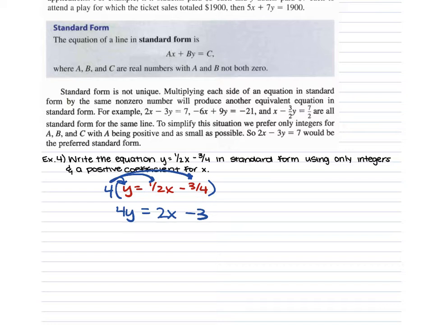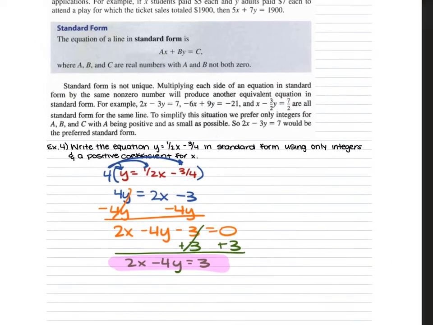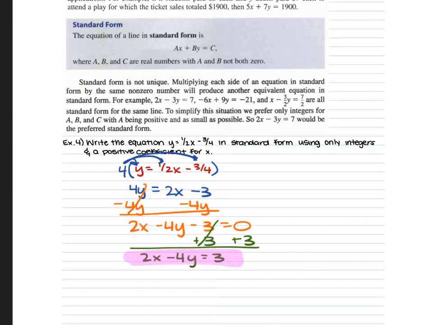Now, my x has to be positive. So I'm going to move this 4y over by subtracting it from each side. And then I'll move over that negative 3 to be put on the other side. So I'm going to have 2x minus 4y minus 3 is equal to 0. And then I just add the 3 to each side to get my x and my y together, and my constant on the other side. Remember that the coefficient of x has to be positive, so that number in front of x must be a positive number.